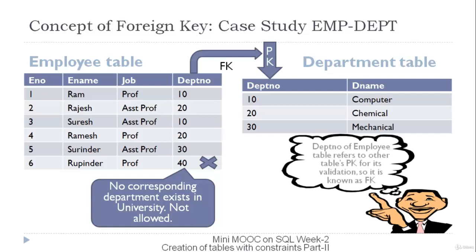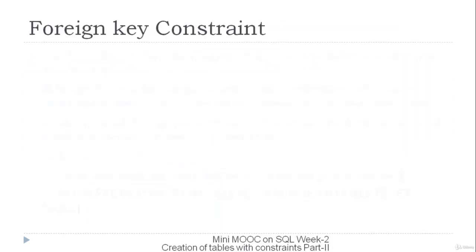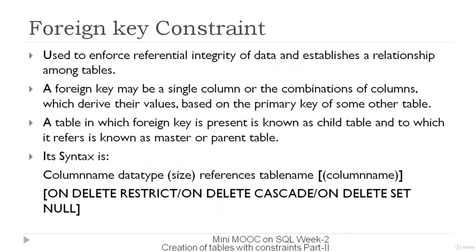Department number of employee table refers to primary key of department table for its validation. That's why department number of employee table is called as foreign key. Thus, foreign key is used to enforce referential integrity of data, and it derives its value based on primary key of some other table. The table to which it refers is known as master or parent table, and the table in which foreign key is present is known as child table.